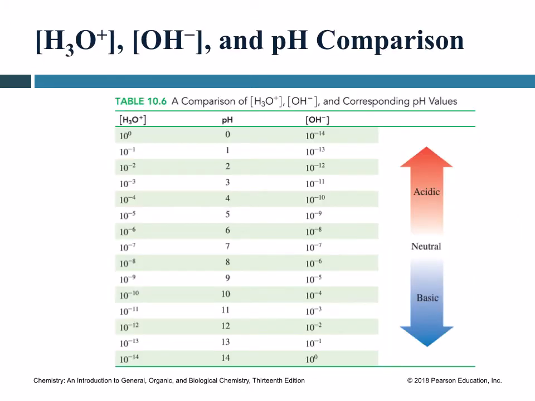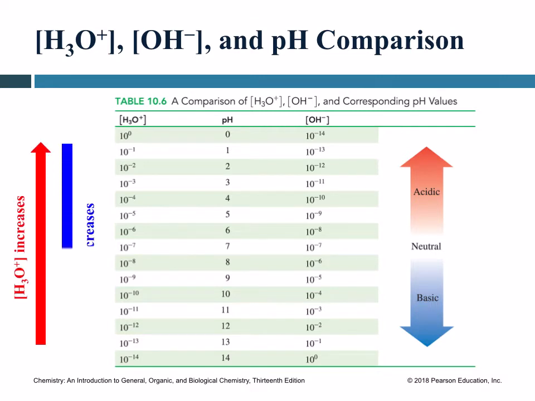Note that as the concentration of H3O+ increases, the pH decreases. Also, a 10-fold increase in concentration corresponds to a decrease in pH by 1. Practice using the dissociation constant equation and the pH equation to calculate the quantities in this table.